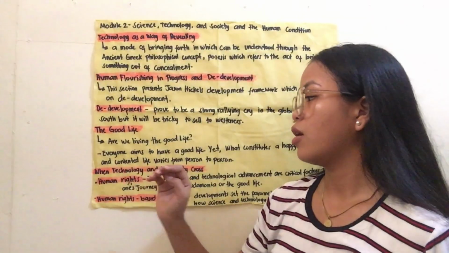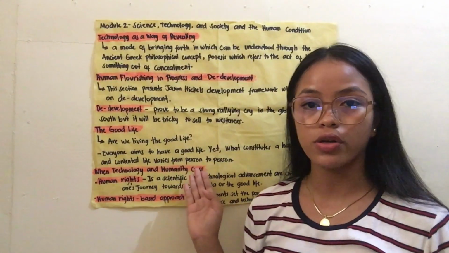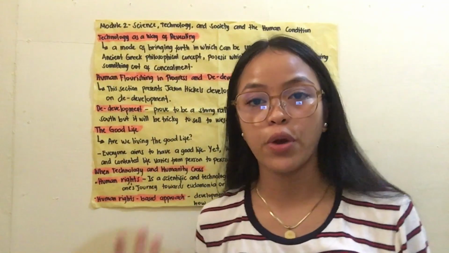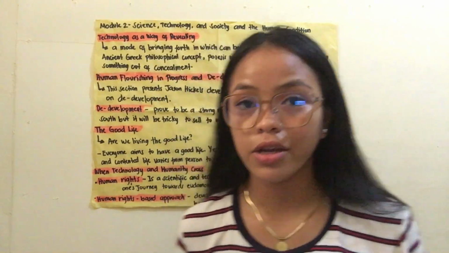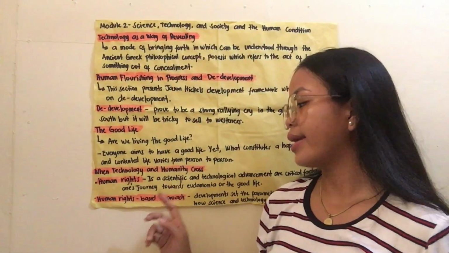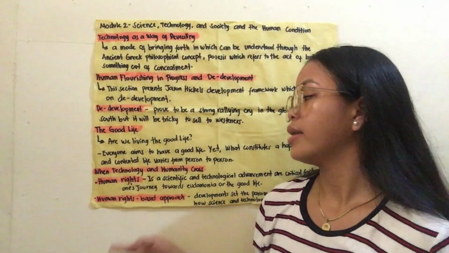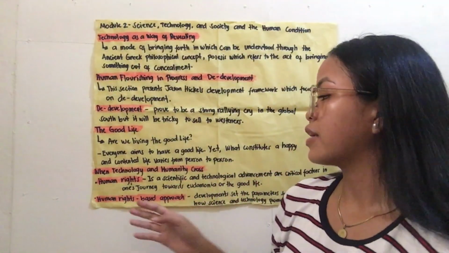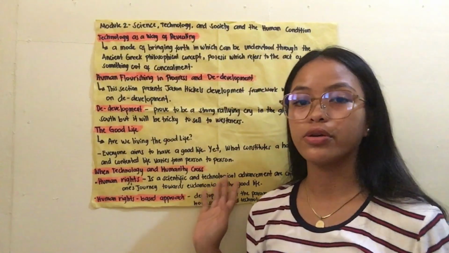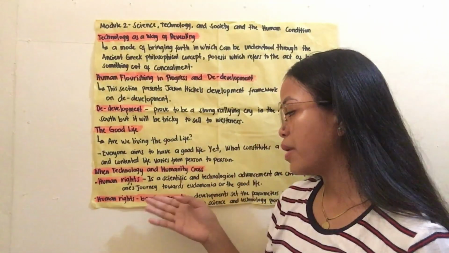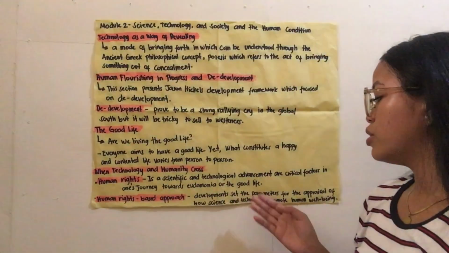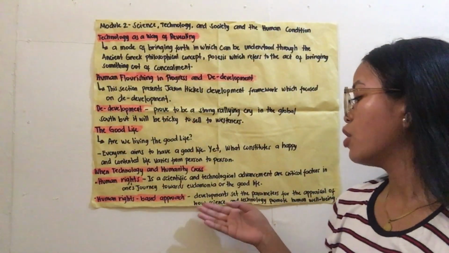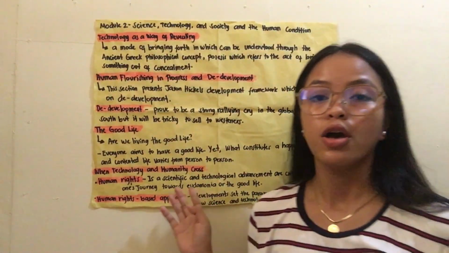The next topic is when technology and humanity cross. This section draws from S. Romi Mukherjee's proposal for human rights-based approaches to science and technology development. So we have here human rights and the human rights-based approach. Human rights, scientific and technological advancement are critical factors in one's journey towards eudaimonia or the good life, while the human rights-based approach sets the parameters for the appraisal of how science and technology promotes human well-being.